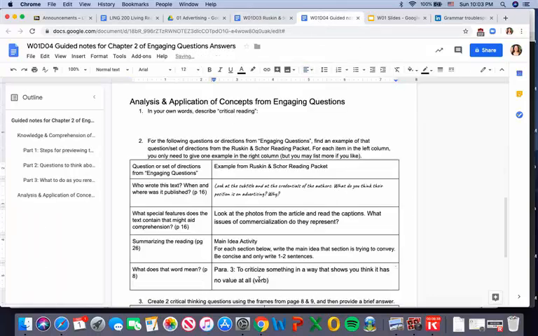So I've just gone ahead and copied the very first one, where it says paragraph 3, to criticize something in a way that shows you think it has no value at all. I just copied the question there, so we have that available.